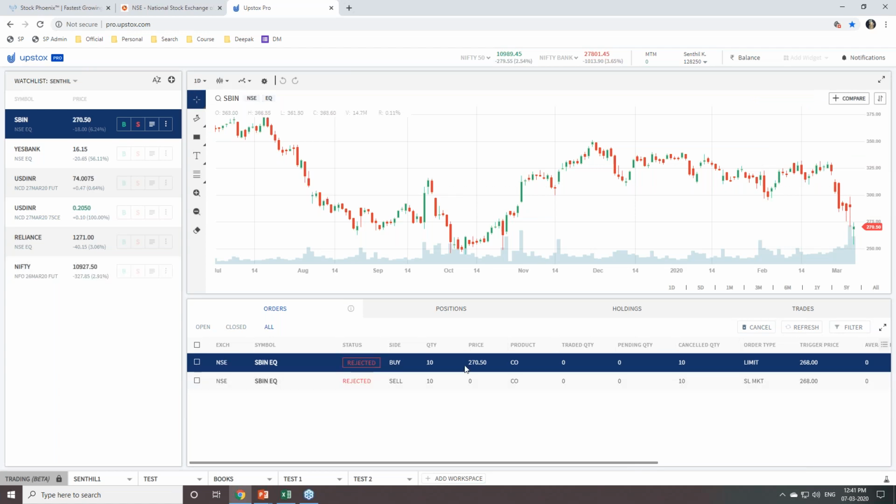If you want to modify an order, you can click on this, retry order, details. Once it's a pending order, or once it is executed, you will get an option to modify the order. So this is for buying, and again the same thing applies for selling.